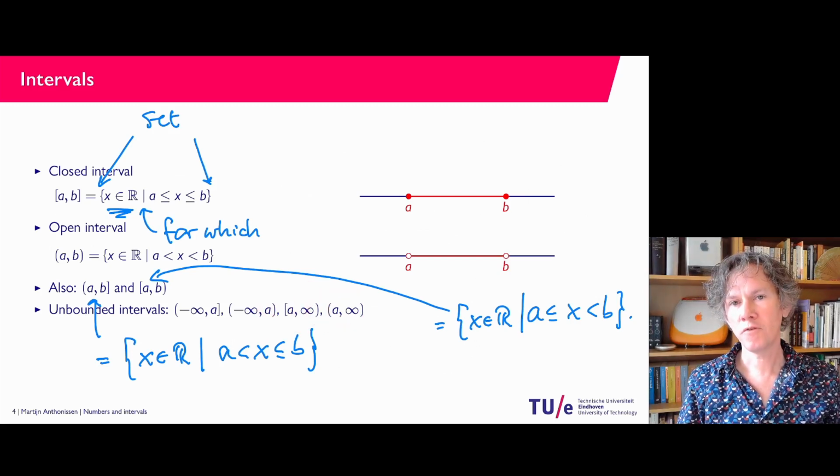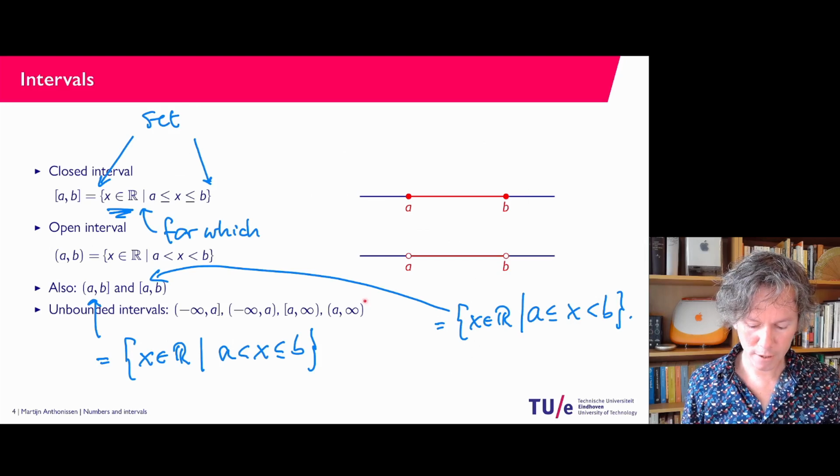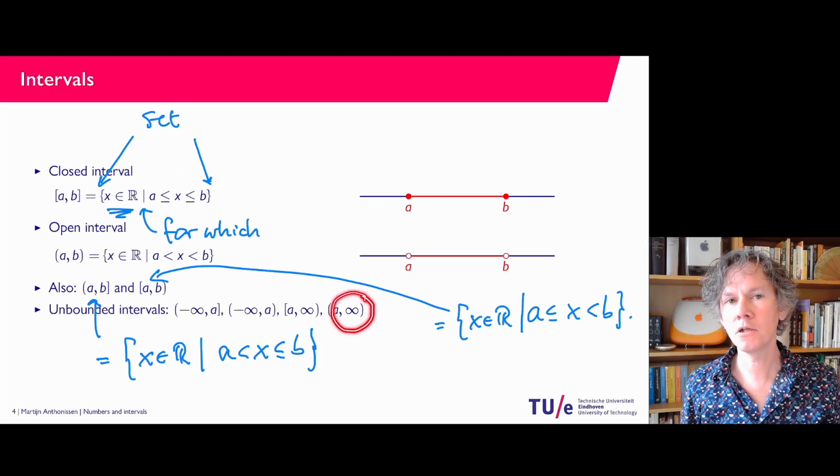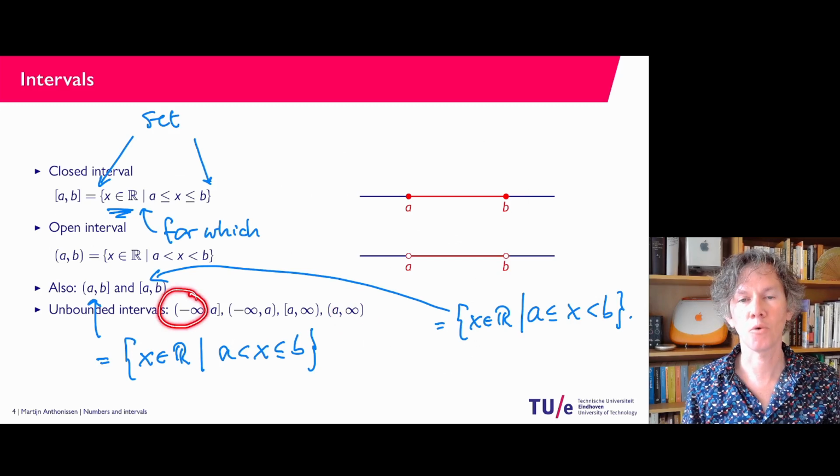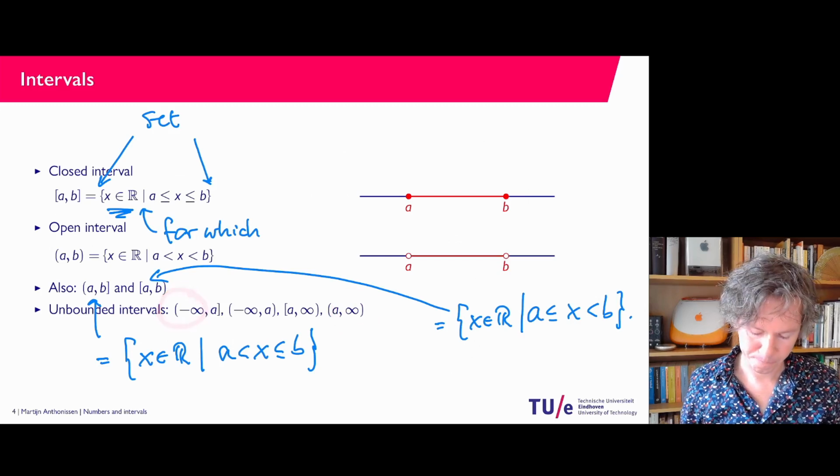Note that infinity and minus infinity are not numbers. So they are never included. So if you write down infinity, it automatically means that you will have a round bracket there, because infinity cannot be in the interval. And similarly, minus infinity also has a round bracket. Okay.